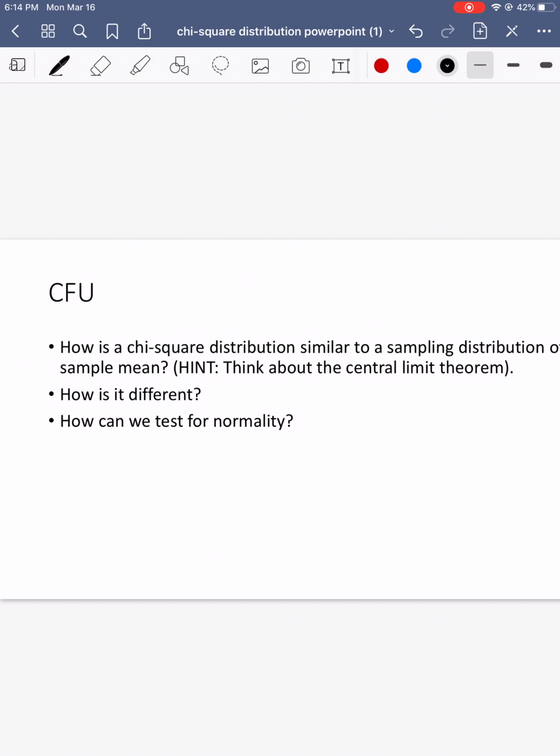So I'm going to pause the video and I want you to think about how the chi-squared distribution is similar to the sampling distribution of the sample mean. Think about the central limit theorem and how this applies, specifically with the shape of the distribution, and then think about how it is different. And then lastly, try to restate how we test for normality in a chi-squared distribution.